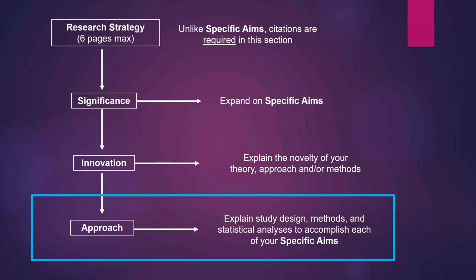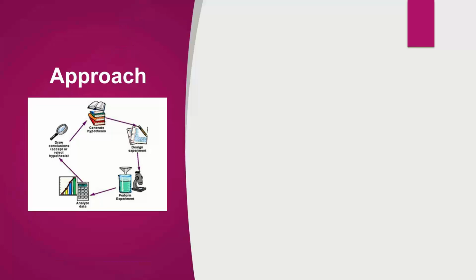Again, the approach is like a method section for a manuscript. You're explaining study design, methods, and statistical analyses to accomplish each of your specific aims. We've already generated hypotheses in the significance section, but in the approach section, you're going to talk about the design of your experiment and what you expect to happen, the procedure of performing your experiment and analyzing your data, and then how you will draw conclusions, accepting or rejecting your hypotheses.